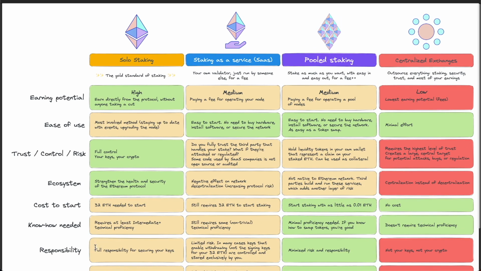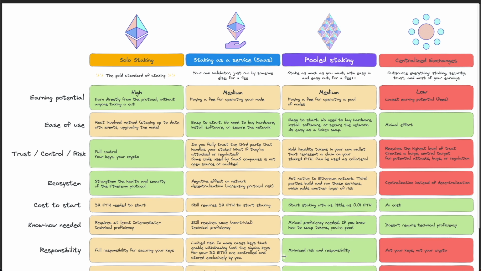With solo staking, you have the full responsibility for securing your keys. You control everything, you own everything, but you also need to secure everything yourself. Staking as a service has some limited risk. In many cases, the keys that enable withdrawing your 32 ETH are controlled by you and stored exclusively on your system. So no third party, no staking as a service company will be able to withdraw your stake, and only you can do that. So there's a limited risk there.